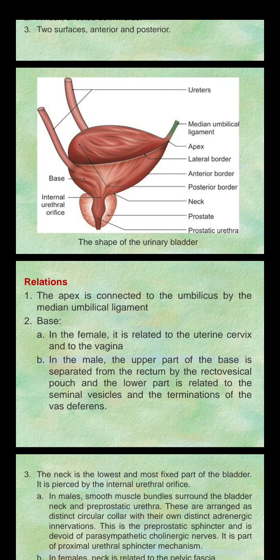The base in the females. Like the ureter, the bladder also has different relations in males and females, because it is present in the pelvic cavity, and the pelvic cavity contains different structures in males and females. In females, the base is related to the uterine cervix and the vagina. I'll show you in the diagram later. Don't worry about the relations.